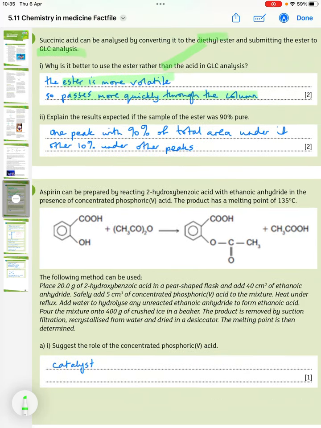And explain the results expected if the sample of the ester was 90% pure. Well, if it was 90% pure, we would expect one peak with 90% of the total area under it, and then the other 10% would be under different peaks. So 1 mark for stating each of those things.